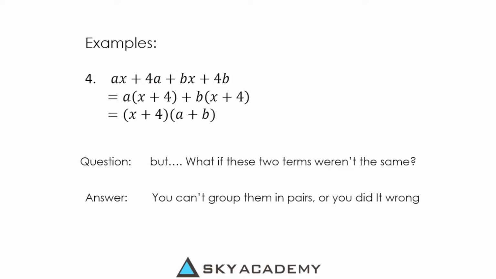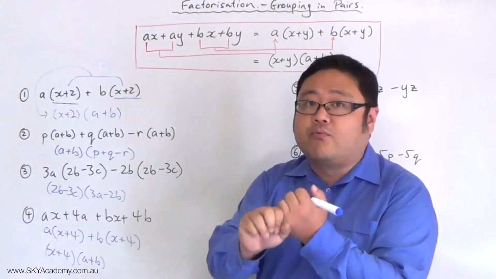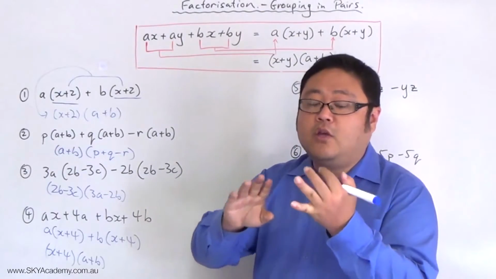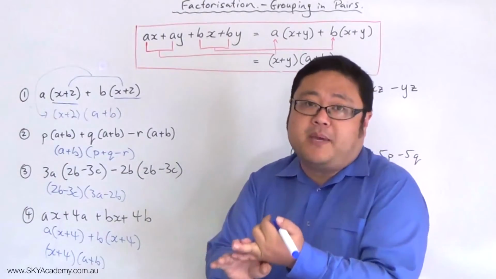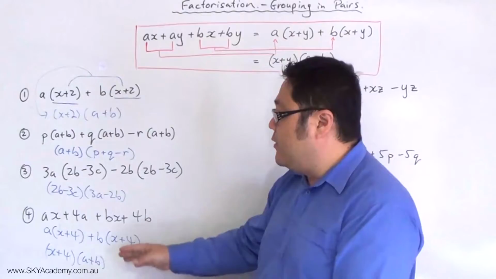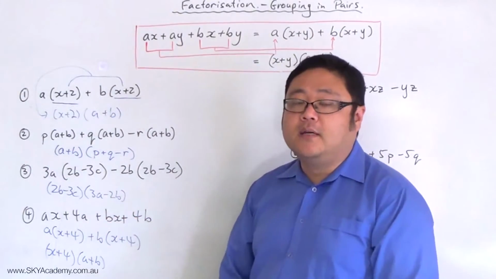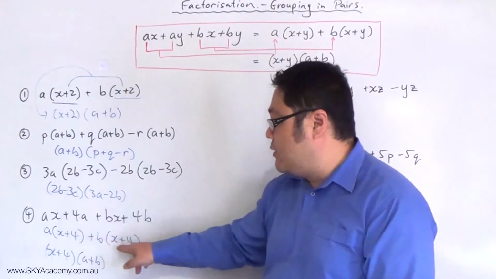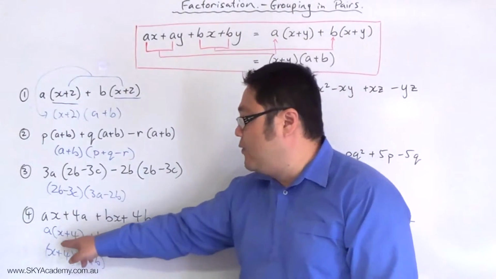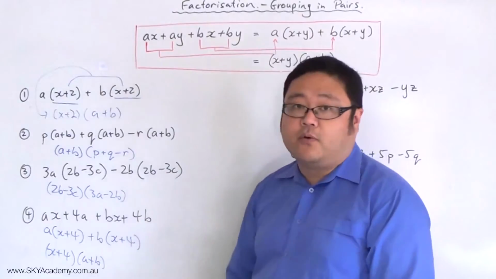And if they're not the same, then it just goes to show you that either you've done something wrong, or you've tried to group in pairs on a question where it's not supposed to be applied. Okay? So, in terms of grouping in pairs, you can only do this if these two terms are the same. Okay, the x plus 4 is common and the x plus 4 is common.